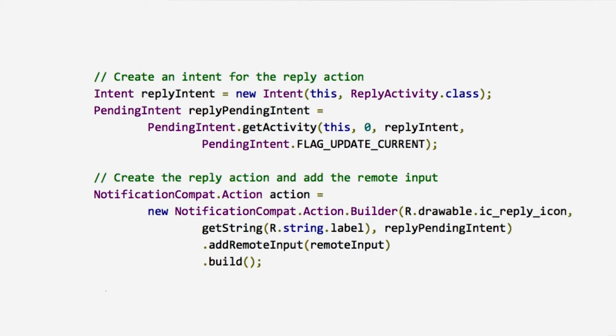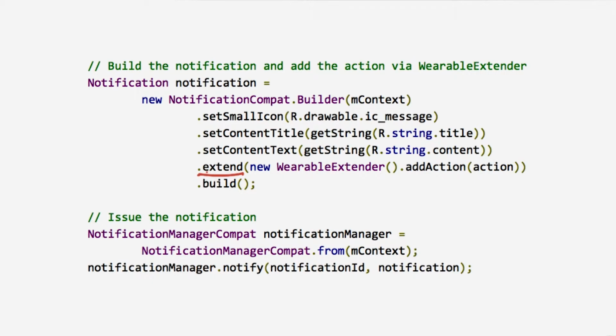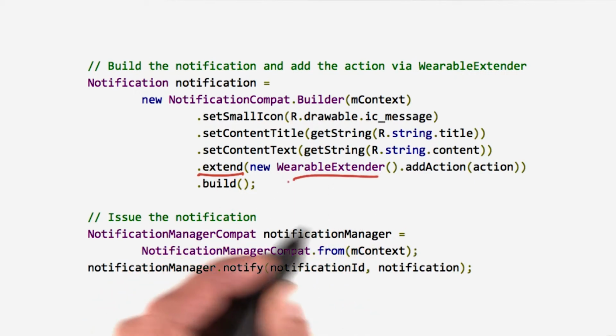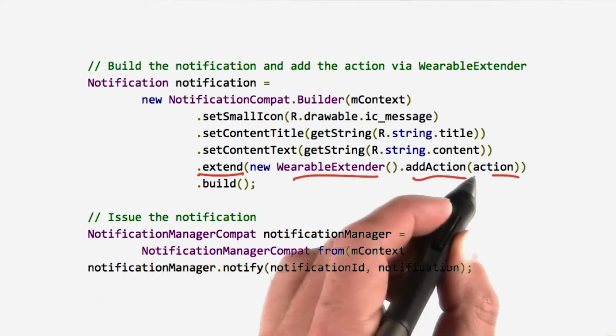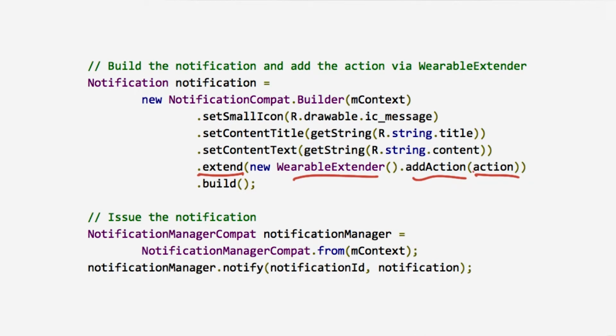Now we need to add the remote input to our notification. You can see here we declare a pending intent to receive the reply. We then create an action, and then we use addRemoteInput to use the RemoteInput object we created earlier. Then we use extend on the notification to add a WearableExtender, addAction, and then the action we just created. Everything is now linked together, and we can issue the notification.